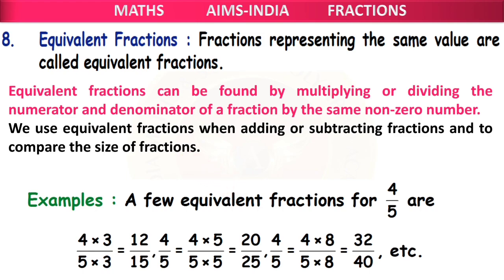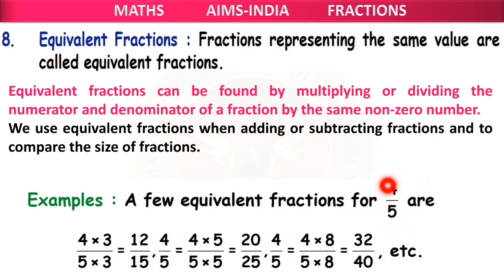Now what are they saying here? These fractions represent the same value. When two fractions represent the same value, we call them equivalent fractions. Equivalent, equal in value. Now, how can we find out the equivalent fractions? Now, look at the question here. A few equivalent fractions for 4 by 5 are. We need to find out the equivalent fractions for 4 by 5.